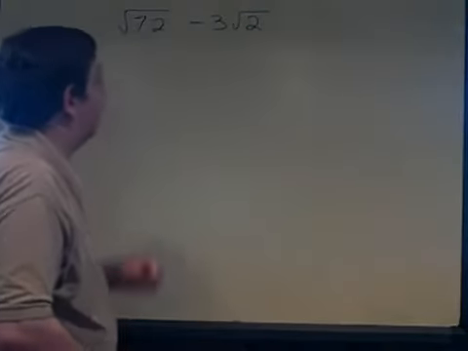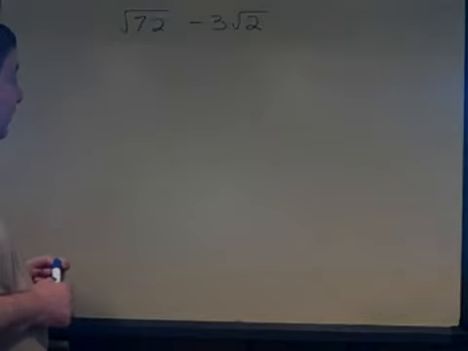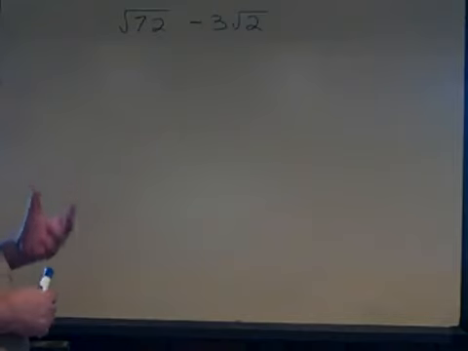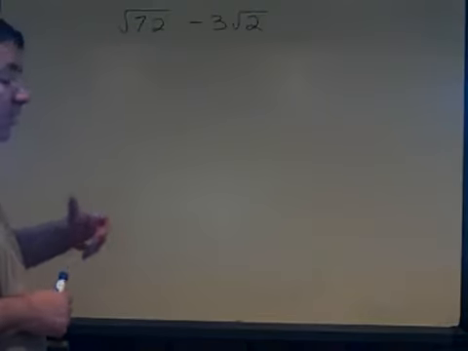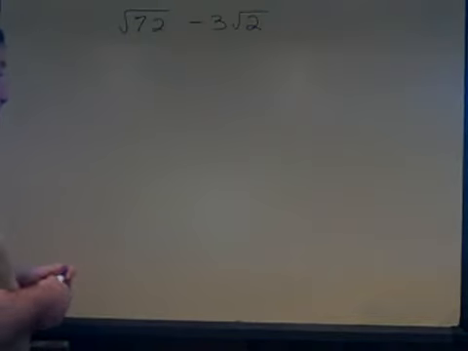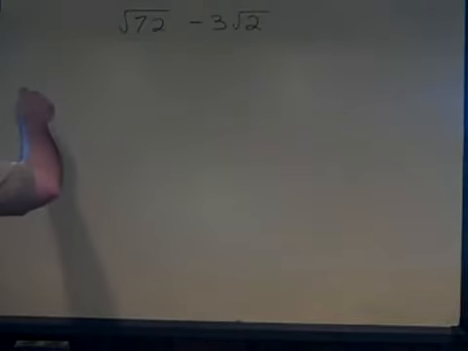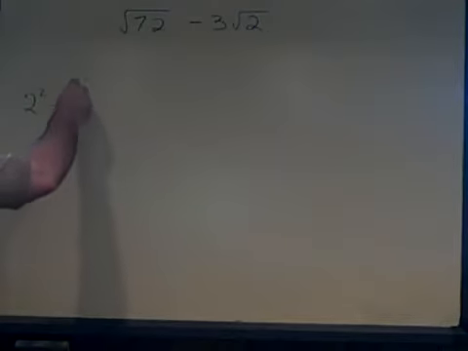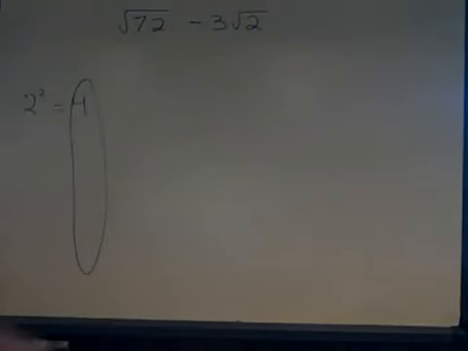We want to simplify the square root of 72 minus 3 square roots of 2's. The first thing you need to know is the numbers that you know the square root of. And believe it or not, there's a lot of numbers you know the square root of. You know the square root of 4, it's 2. You know the square root of 3 squared. That is, you know the square root of 9, it's 3.